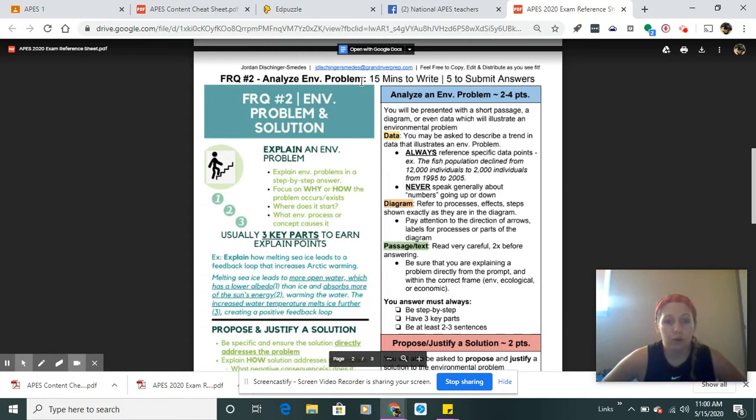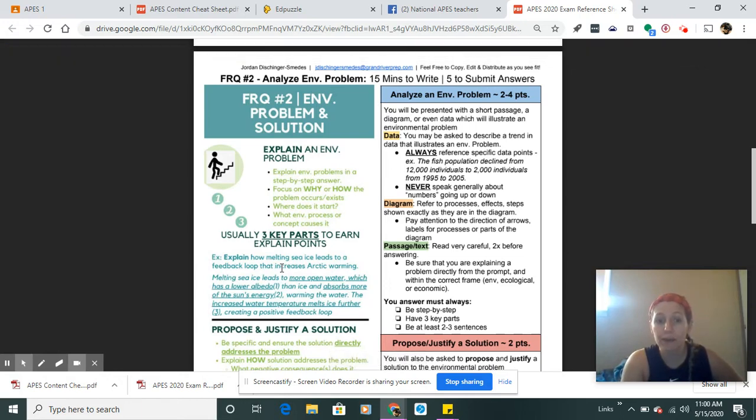If it says to explain something, look at this example really closely. It says explain how melting sea ice leads to a feedback loop that increases Arctic warming. You should have 3 points in order to get the full credit for an explain. Okay, it doesn't just mean identify. So melting sea ice leads to more open water, which has a lower albedo, which is that reflecting effect, than ice, and absorbs more of the sun's energy, warming the water. The increased water temperature melts the ice further, and that causes positive feedback. So it's important to really tie up all your loose ends.